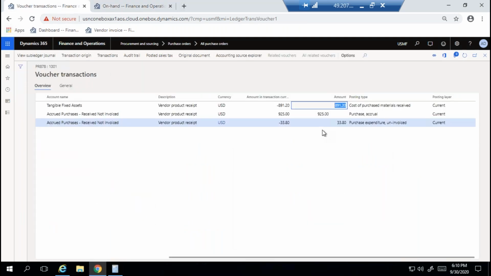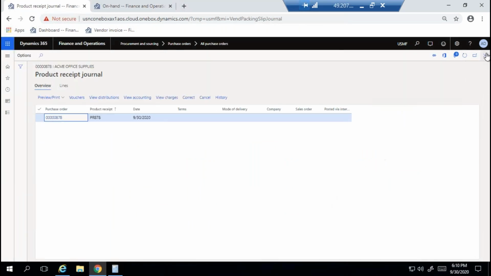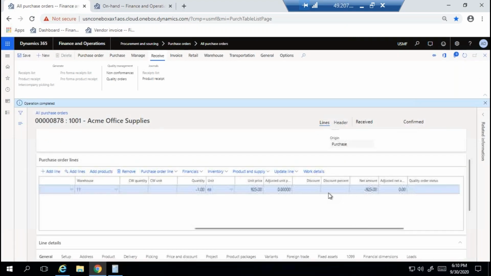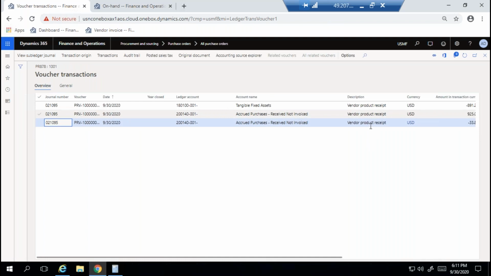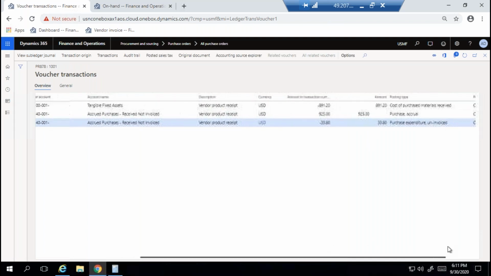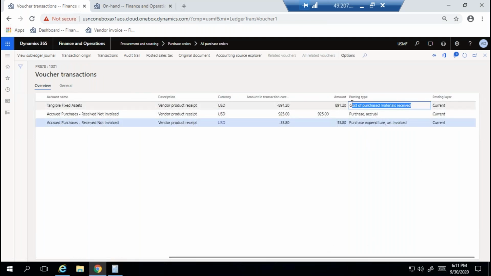So now from your inventory, it is going out 891.20, but you are telling information 925 here. But from your inventory, it is going out 891.20. That is material cost. The difference is posted to purchase expenditure and invoice. The same, this 33.80 will be posted as purchase expenditure per product also at the time of invoice.